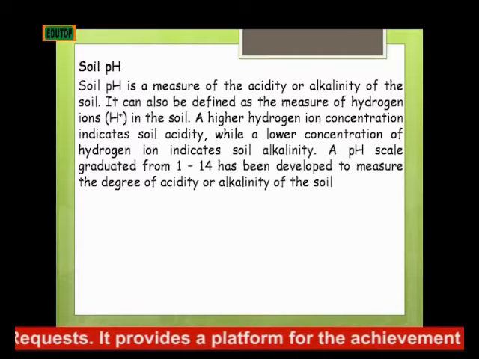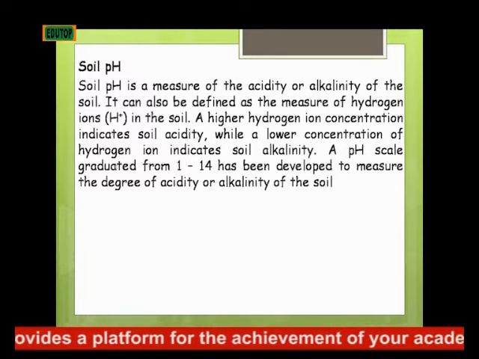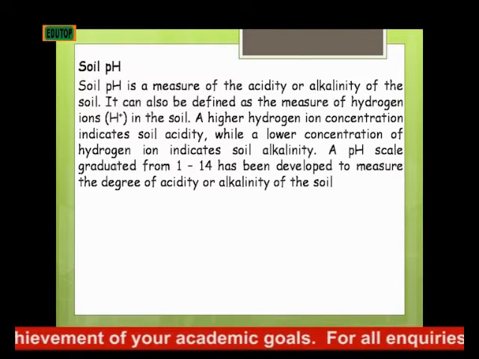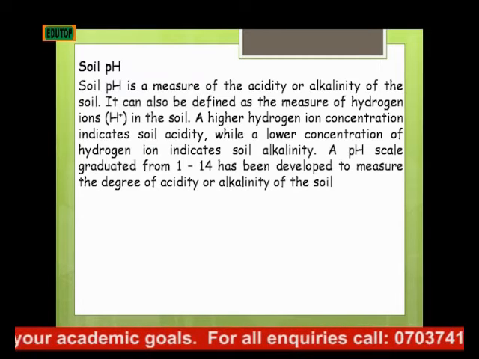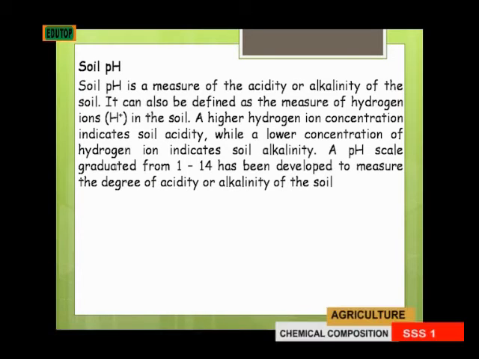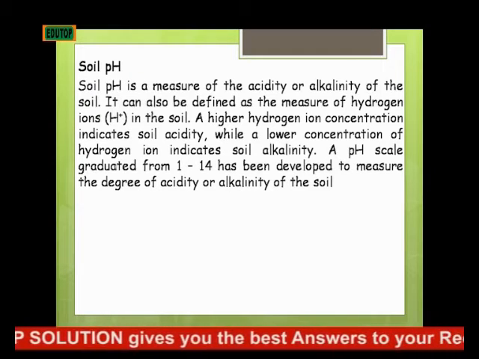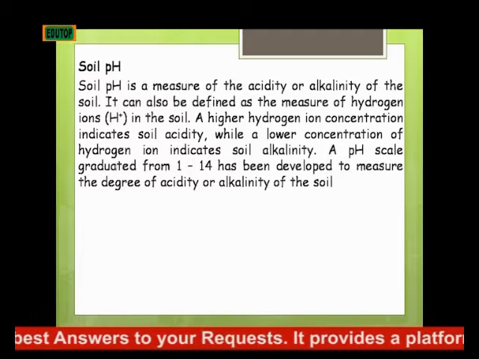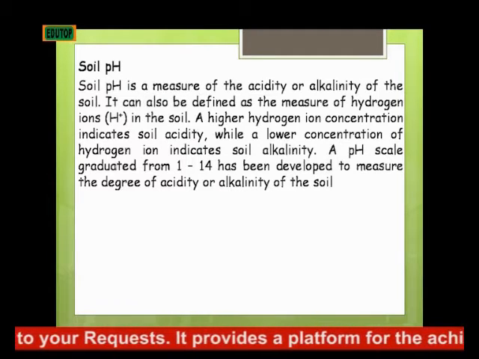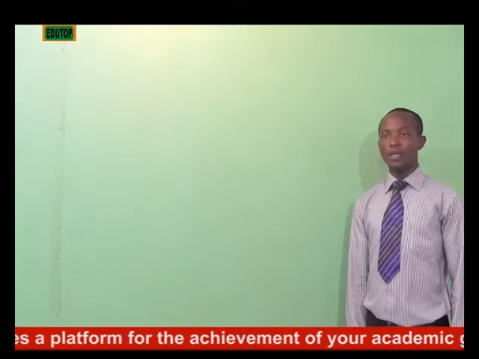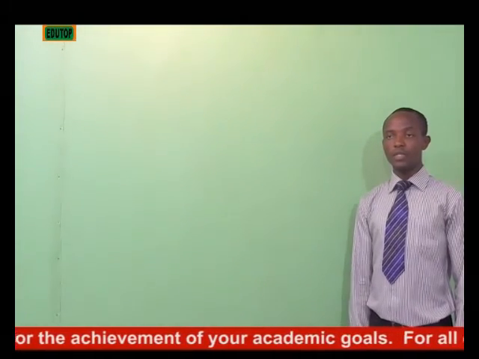Now our next subtopic is soil pH. Soil pH is a measure of the acidity or alkalinity of the soil. It can also be defined as a measure of hydrogen ion in the soil. A higher hydrogen ion concentration indicates soil acidity, while a lower concentration of hydrogen ion indicates soil alkalinity. A pH scale graduated from 1 to 14 has been developed to measure the degree of acidity or alkalinity of the soil. Soil pH below 7 is said to be acidic, while soil pH above 7 is said to be alkaline in nature, while a pH of 7 is said to be neutral.